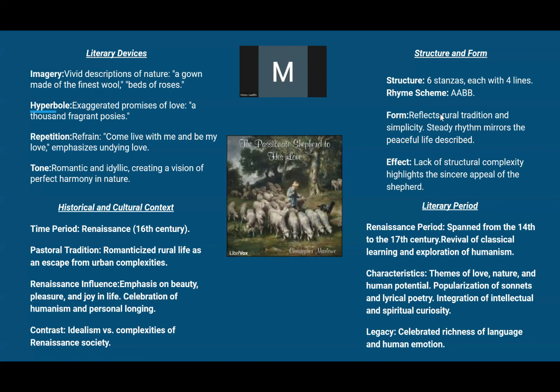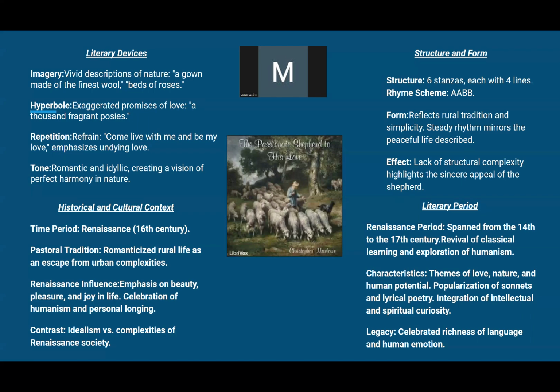Historical and cultural context. The time period of which it was made was the Renaissance and had a pastoral tradition, which romanticized rural life as an escape from urban complexities. The Renaissance influence that this had on the poem helped emphasize beauty, pleasure, and joy in life, with celebrations of humanism and personal longing.